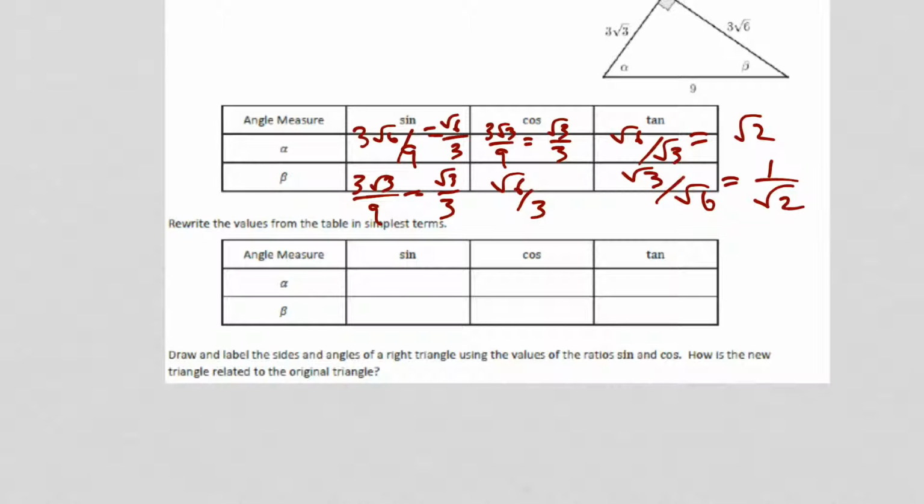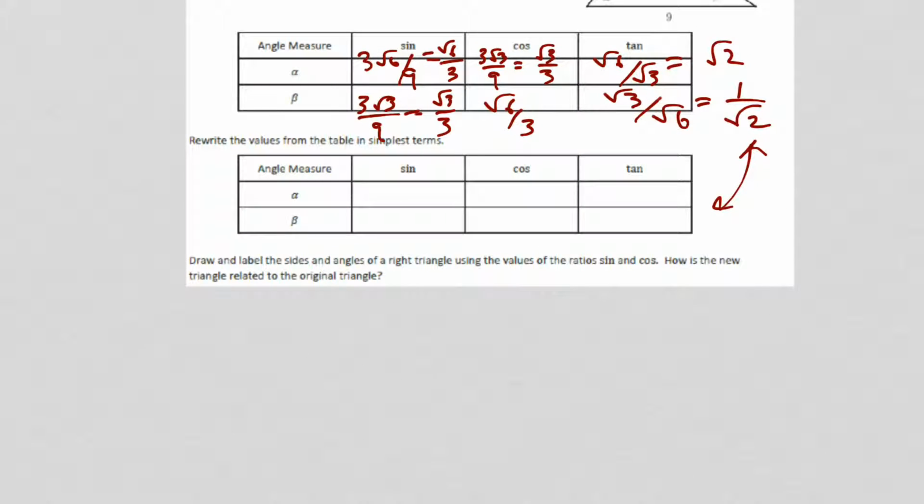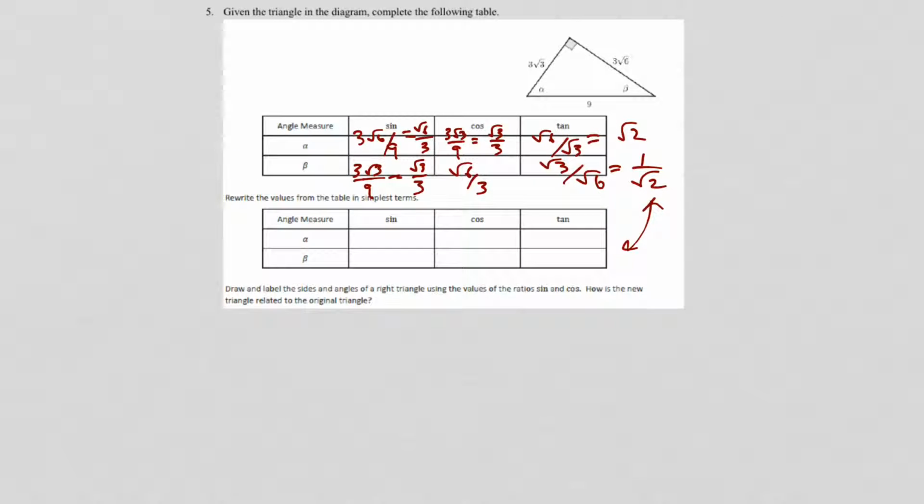Rewrite each in the simplest terms. We already kind of did that up here, so you don't have to write that twice. Draw label side ratio. They're basically saying in this direction here, simplify this triangle down. So take out a greatest common factor. I'll let you deal with that part. But that's really all there is to this.